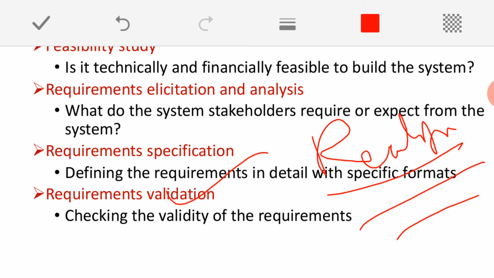And the second one is consistency. Whenever we are defining the requirements, there should be consistency. Always remember, requirements are not independent. One requirement is always dependent on another requirement. We need to understand this, especially in software engineering. Whenever you define any number of requirements for any software system, those requirements are not independent. Every requirement is dependent on another requirement. Is it clear?